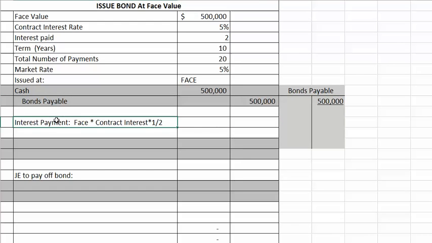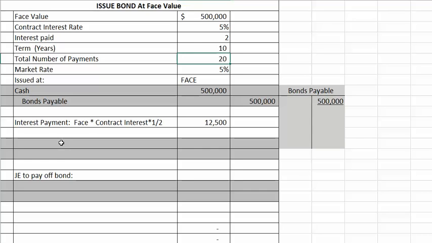The next thing you have to calculate is the interest payment. And we're going to do that by saying the face amount times the contract interest rate divided by 2, because we're going to make that payment twice a year, which will be $12,500. That interest payment is going to be made 20 times over the life of the bond.